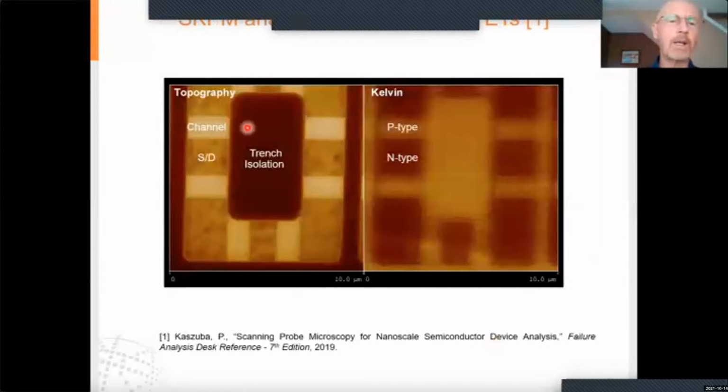These are NFETs, and again, this has been deprocessed to silicon. And what I'm pointing out is the relevant features here. Here's the device NFET channel, and these are the source and drain areas. And in and around this ring, we have trench isolation. If we look at the Kelvin image, we can clearly see the P-type silicon areas well-defined, showing up as bright areas in terms of the contrast, and the N-type areas showing up as dark contrast.